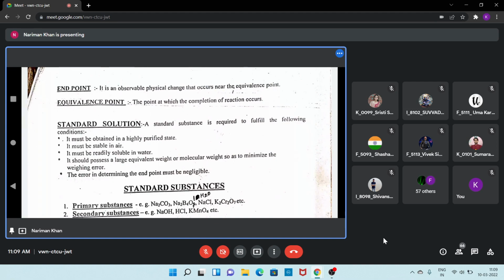Why are they called secondary standard solutions? Because they can be prepared from primary standard solution. Primary standard solutions are the solutions whose concentration does not change with time. They can be stored for a longer time. However, secondary standard solutions are the solutions whose concentration changes with time. They cannot be stored for a longer time, and they can be prepared from primary standard solution. Got it?